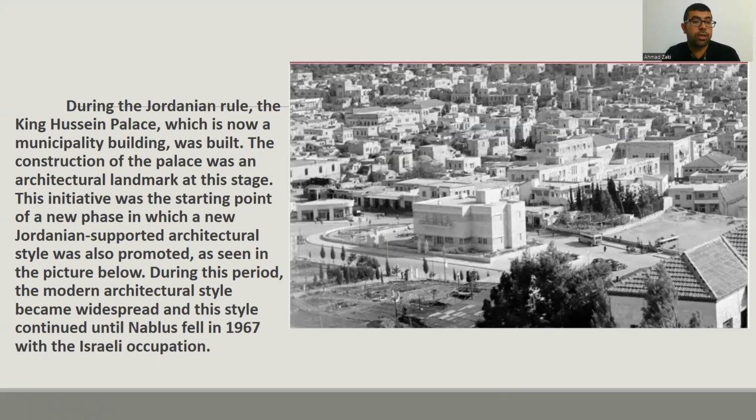During the Jordanian rule, the King Hussein Palace, which is now a municipality building, was built. The construction of the palace was an architectural landmark at this stage. This entity was the starting point of a new phase in which a new Jordanian-supported architectural style was also promoted. As seen in the picture below, during this period the modern architectural style became widespread, and this style continued until Nablus fell in 1967 to the Israeli occupation.